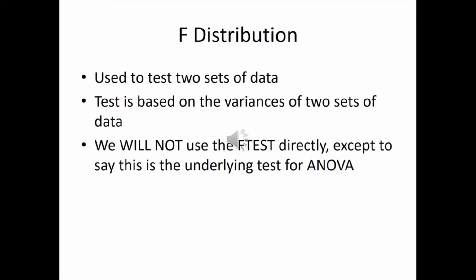The F distribution, basically where the t-test was looking at the averages or the means, the F distribution will look at the variance of the 2 sets of data. So it takes it to the next level. This is the underlying theory behind many of these tests. We won't use it directly, but it's the underlying test for ANOVA, chi-squared, binomial. All that comes from the F distribution.